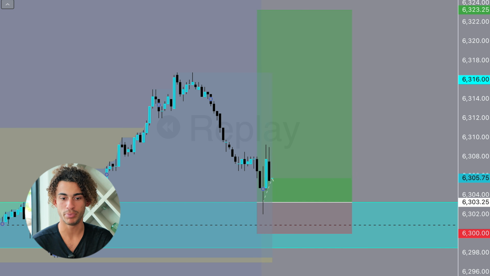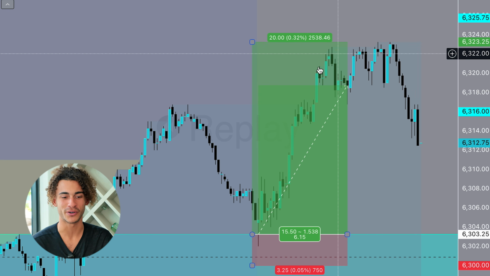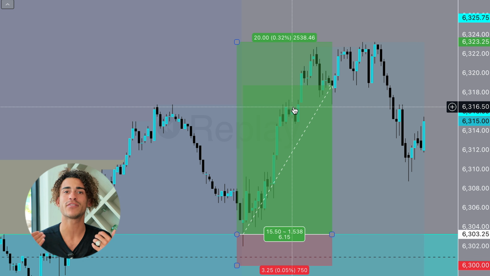Coming down, boom, get our retest. We're in our trade. Let's see if we can get our 20 points. Yes, we did. We got our 20 points. Beautiful. 20 points off of that trade, meaning we got a risk reward of 1 to 6. You guys can see this strategy allows you to catch really good risk reward trades, meaning your win rate does not have to be crazy high.